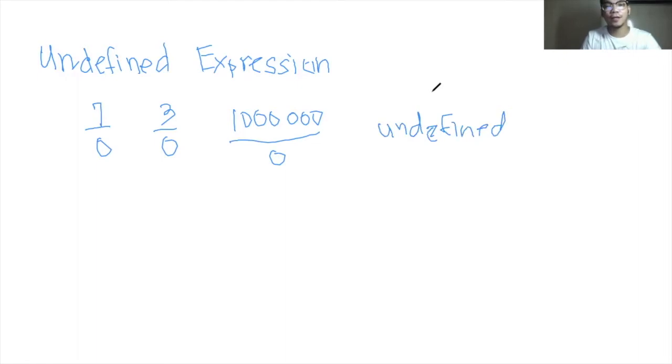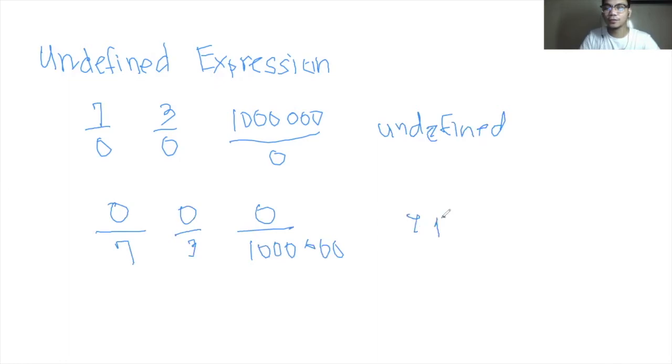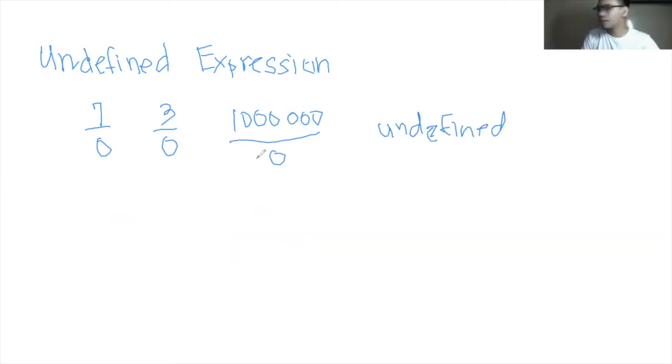So, hindi pwede. Okay? Take note, a common error: a number over 0 is undefined, but 0 over any number is not undefined. This is all equal to 0. Okay, so minsan kasi doon may confusion doon. So how do you know if a rational expression is undefined?